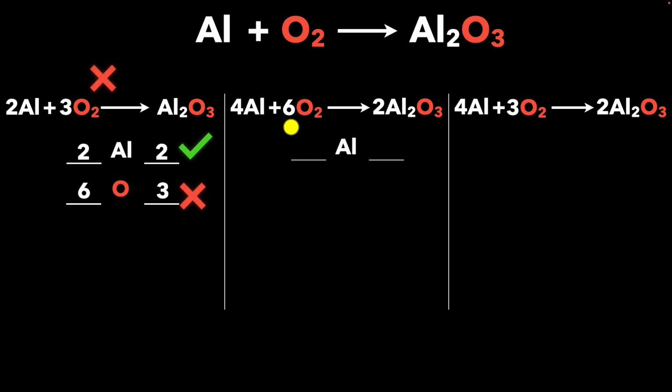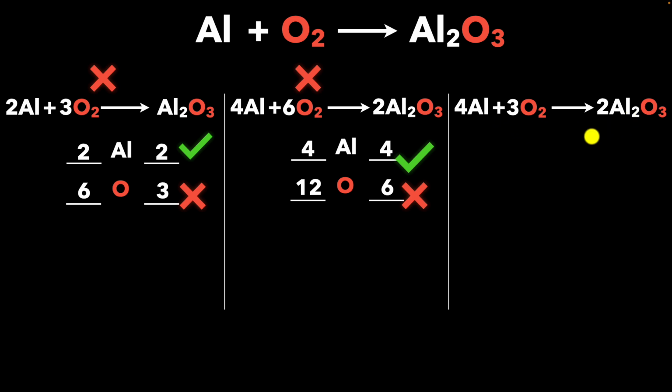Let's try over here. How many aluminium on the left side? 4 times 1 is 4. And over here, 2 times 2 is 4. So aluminium works out. And what about oxygen? Well, on the left, you have 6 times 2, which is 12. On the right, we have 2 times 3, which is 6. No, so close. So even this does not work out. This equation is also not balanced.